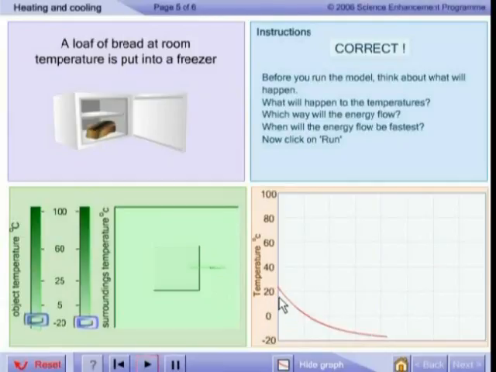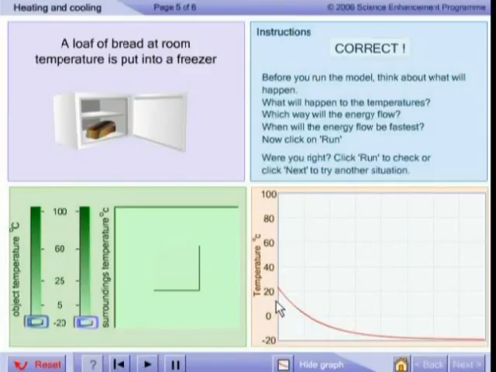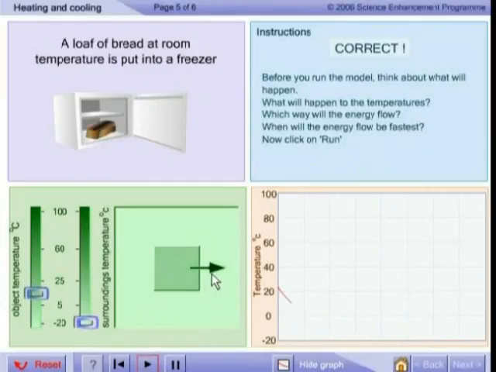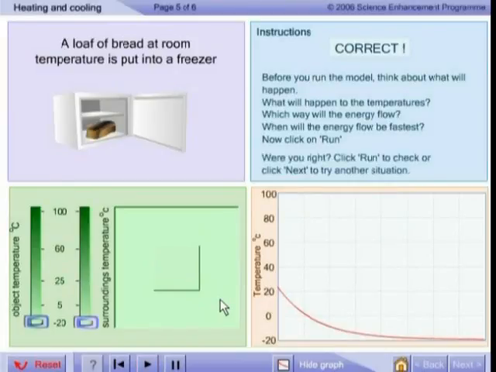So it's going from the loaf to the freezer, and the freezer is taking that energy away and pumping it out the back. And you can see that the temperature of the loaf drops until eventually it's -20. It drops the quickest at first, thick arrow, and then thin arrow, as the temperature difference becomes less and less, and then it ends up at the same temperature as the freezer. Again, we haven't put down the freezer line because that just stayed at -20 throughout.